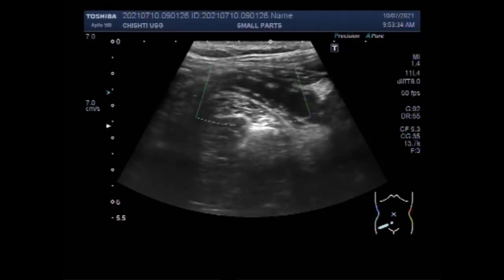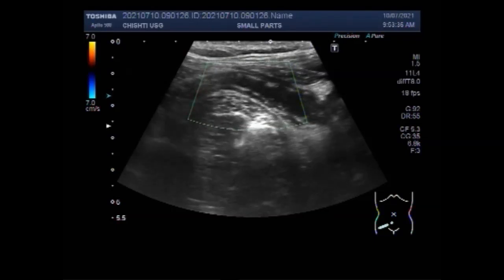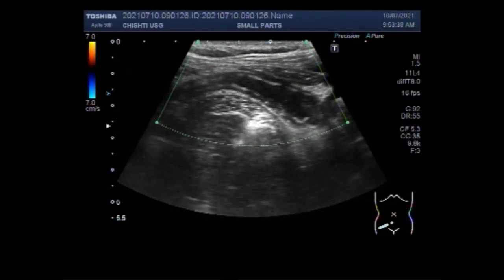Now you can see the whole length of the inflamed appendix. No significant blood flow is visible.